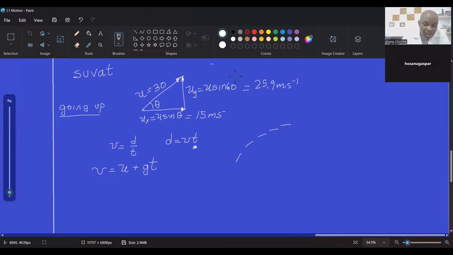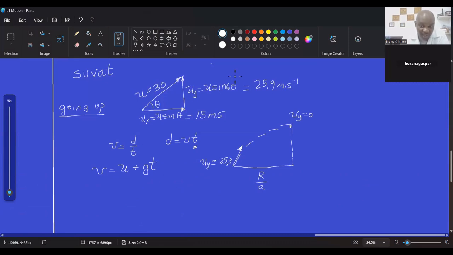So as the projectile goes up, what info do we have? We have that v, vy, will be 0. At this moment, it will go up and then it will stop. So its vertical component, vy, the final velocity at this part of the journey, which is basically half of R, so this is R over 2, half of the journey, vy will be 0. However, uy we have calculated to be 25.9.